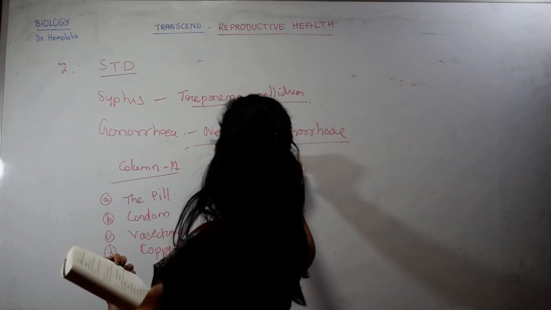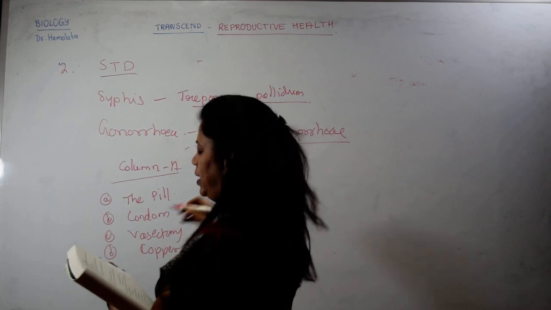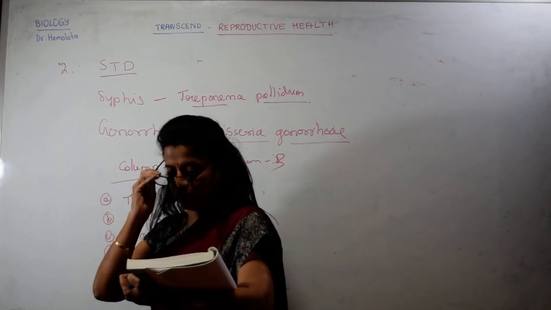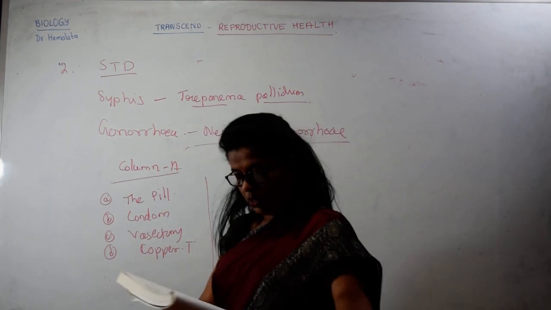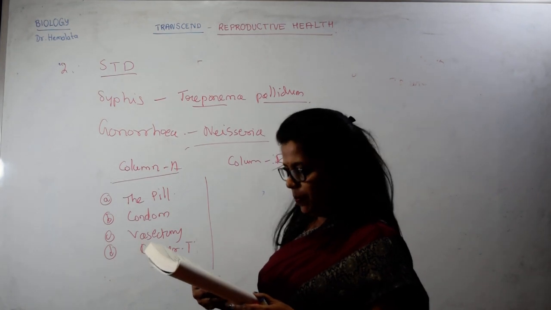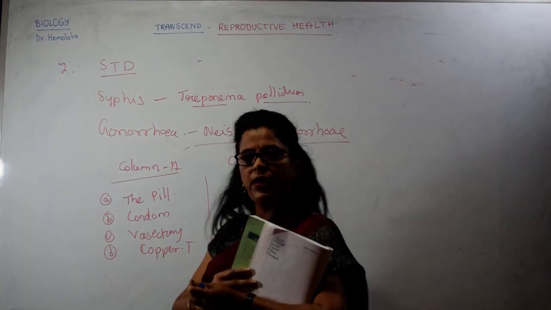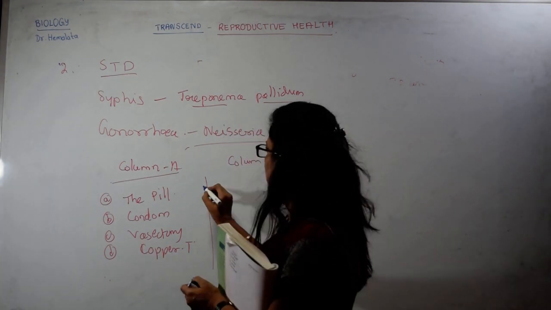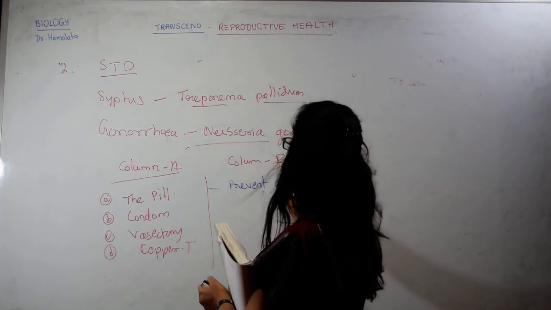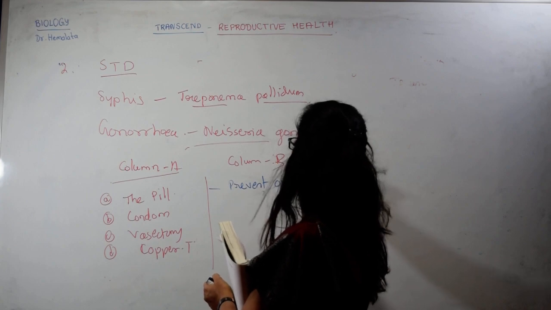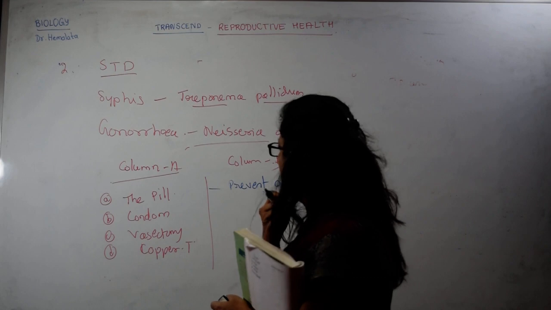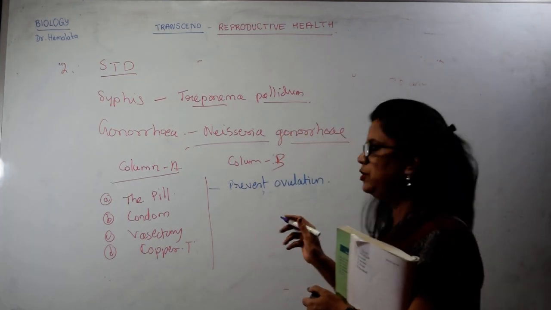Column B, I will not write whatever is given in a wrong way. Let me read out the right ones. So in this, the first one, the pill, what will this do? It will help in avoiding ovulation. So therefore it should be that it will prevent ovulation, because the pills contain hormones. We have already discussed the pills. The common pill, a little explanation we do.